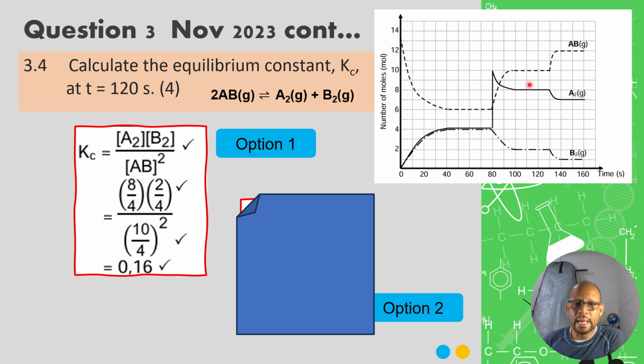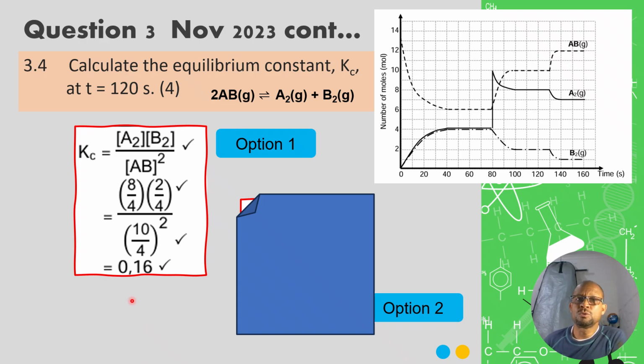Okay, and for A, I'm going to read that is 8 moles, so that will be 8 divided by 4, and then for B squared, it will be 2 divided by 4, and then for AB, it will be 10 divided by 4. Once you do that calculation, you'll see your answer is 0.16.